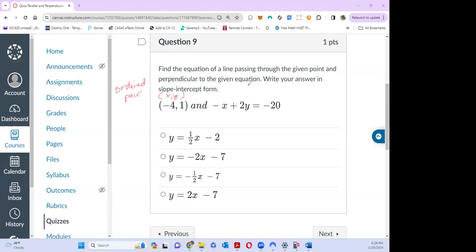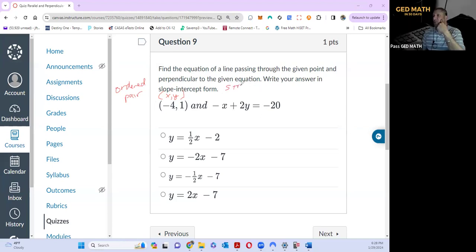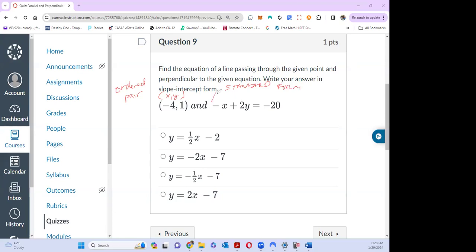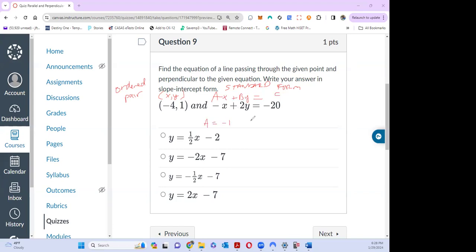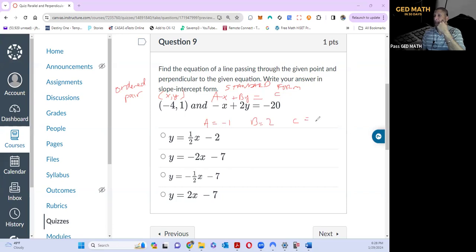Okay, what else do we know? We know this is in standard form. What is standard form? AX plus BY equals C. What is A? A is -1. B is what? B is 2. C is what? C is -20.